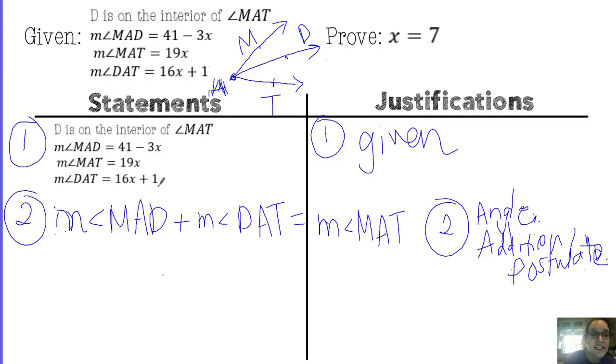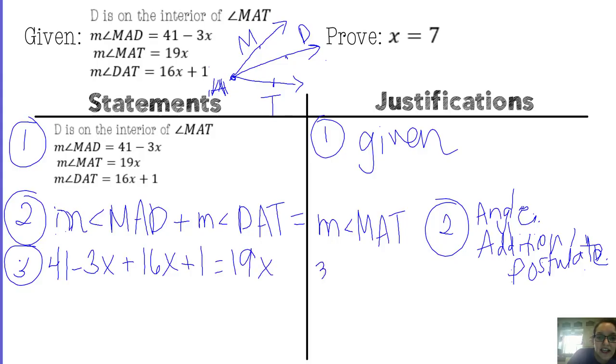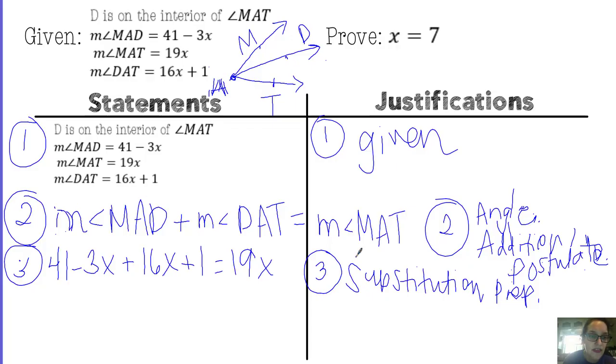Now I can go take all of these expressions and plug them into the correct spot. So the measure of angle MAD is 41 minus 3x. The measure of angle DAT is 16x plus 1. And the measure of angle MAT is 19x. So when you're plugging things into the right spot in the equation, that is the substitution property. So notice, first I set up my equation with just angles. Then I went in my next step and substituted all of the expressions into the equation with the angles.